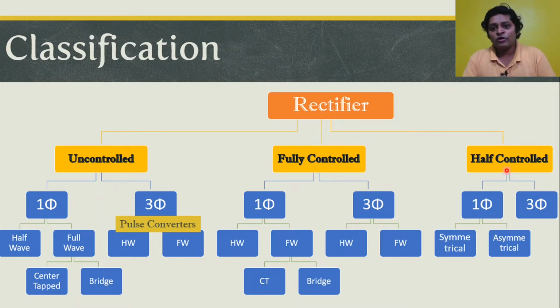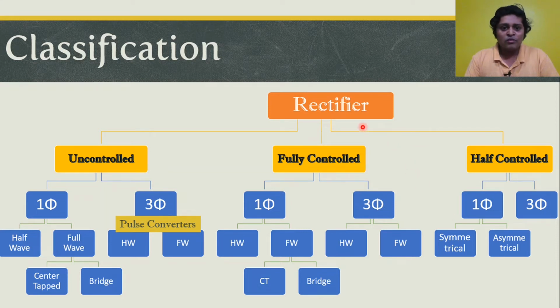Now if we go for half controlled converters, as we know, half control is a combination of diode and SCR. So obviously there will not be any category available with the half wave circuits. There will be a category available only with the full waves. That's why there are only two classifications with the single phase: symmetrical and asymmetrical. The same will be available with three phase: symmetrical and asymmetrical. We will discuss these in detail in the next sessions.